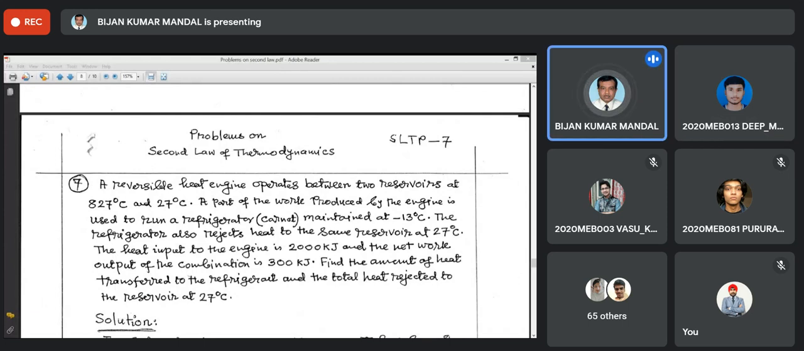Okay, fine. Now tell me why that is used to run a refrigerator, within bracket Carnot, is written.